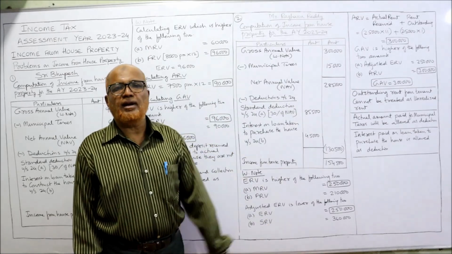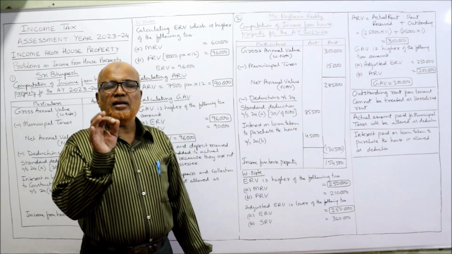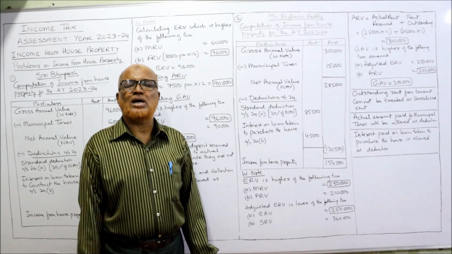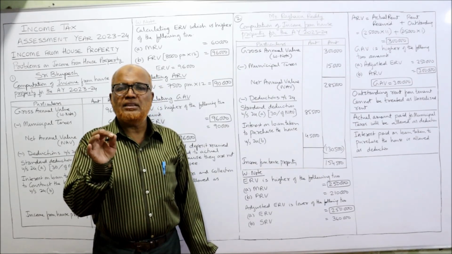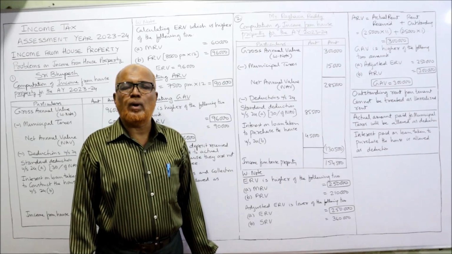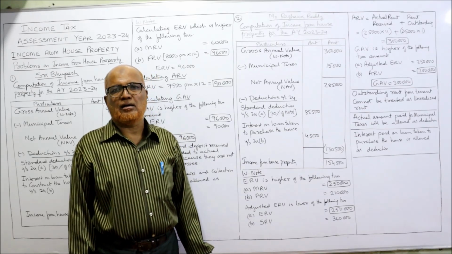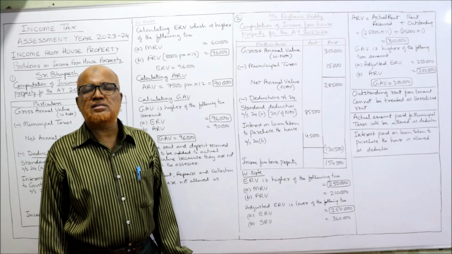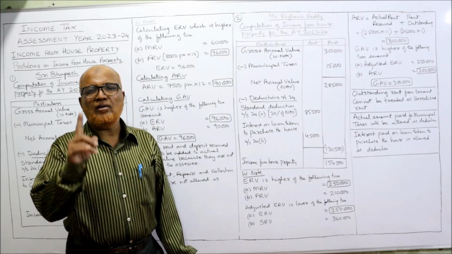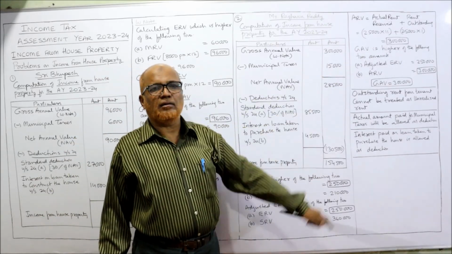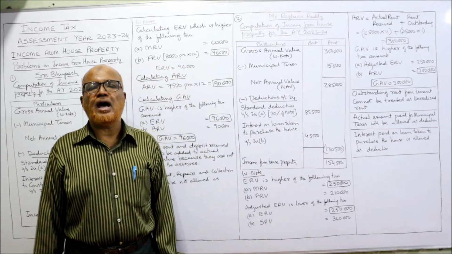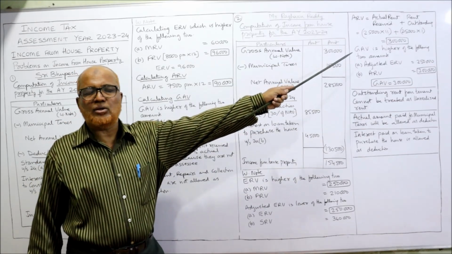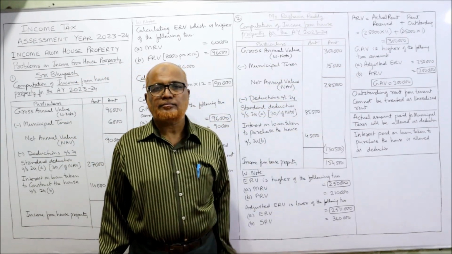Next step, we have to calculate ARV. Actual rental value is the rent received plus rent outstanding. 11-month rent he has received, 1 month rent is outstanding. So 25,000 into 11, you will get 2,75,000. And 1 month rent is outstanding, not received, that also should be added. So 2,75,000 plus 25,000, 3 lakh is the ARV.